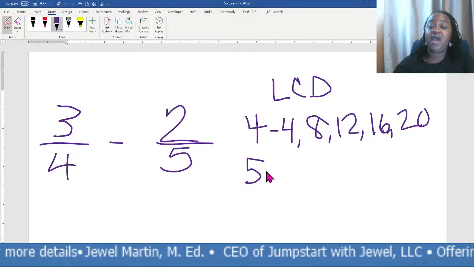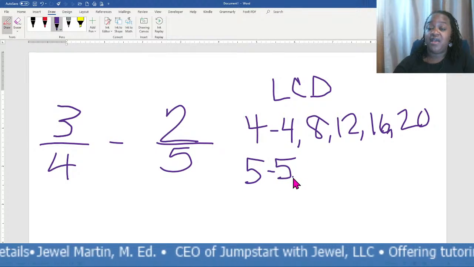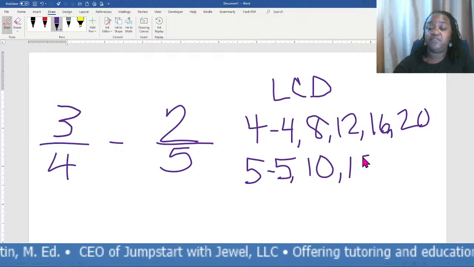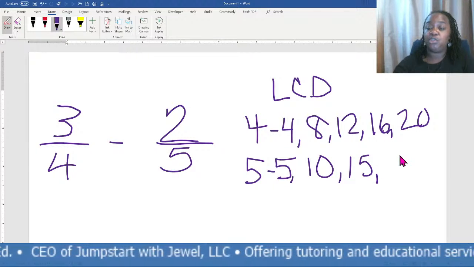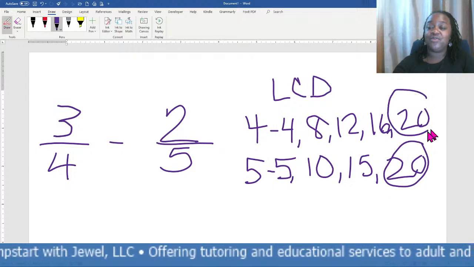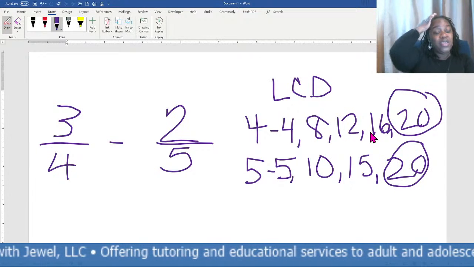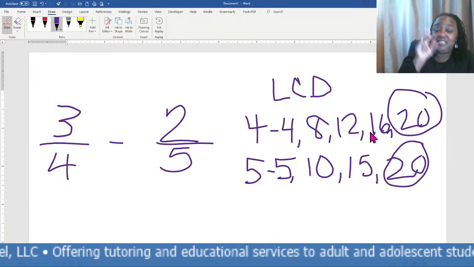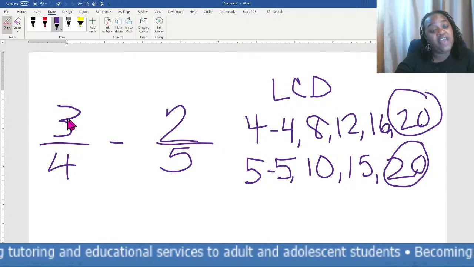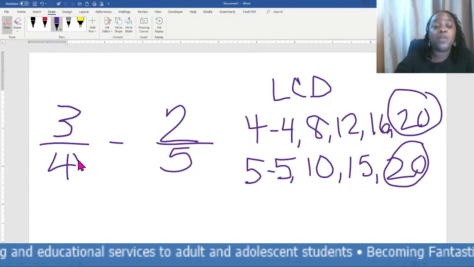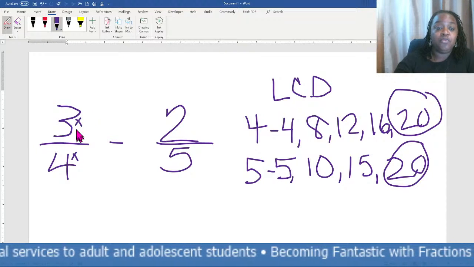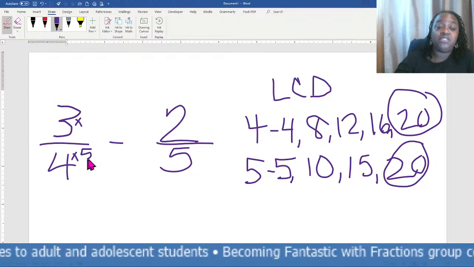And what are the multiples of 5? 5 times 1 gives you 5. 5 times 2 is 10. 5 times 3 is 15. 5 times 4 is 20. So, of course, our LCD is going to be 20. So now we have to convert these denominators to 20. So this first fraction over here on the left, 3/4, what number are we going to multiply this 4 by to make it 20? You have to multiply 4 times 5 in order to make it 20.